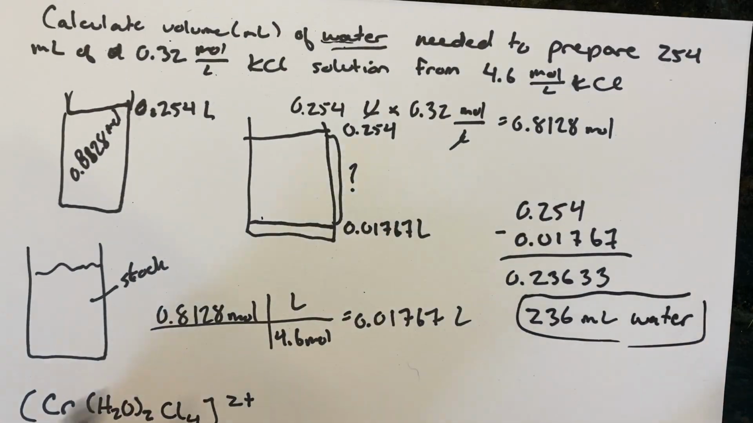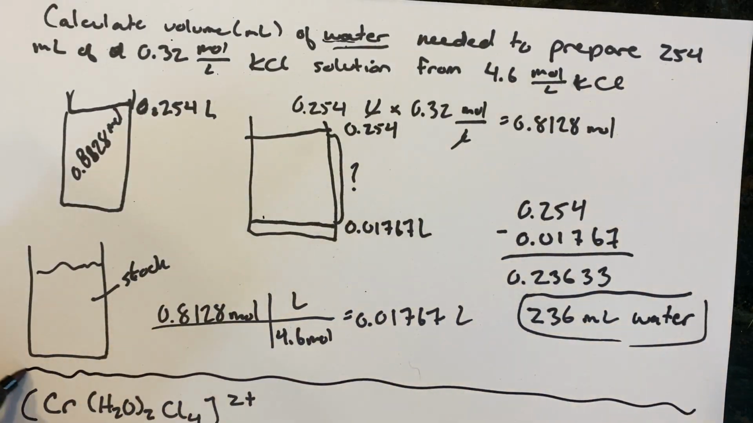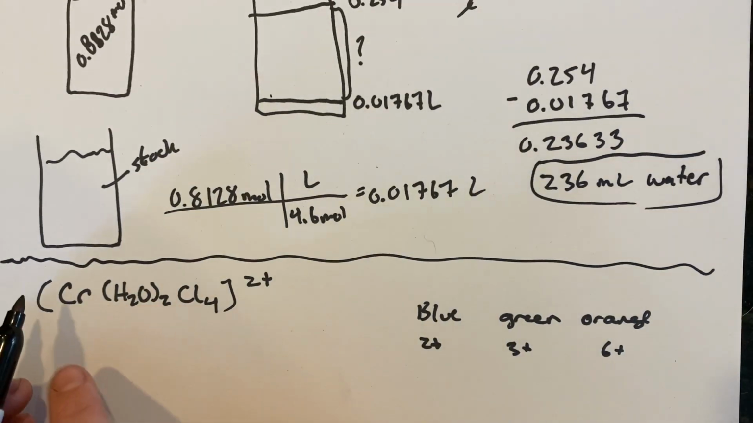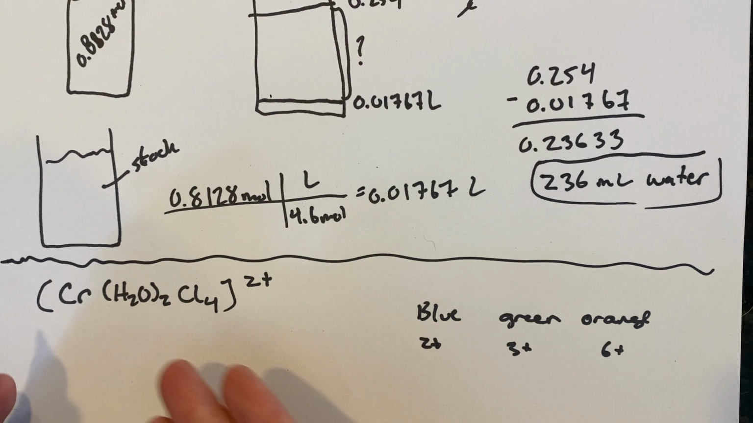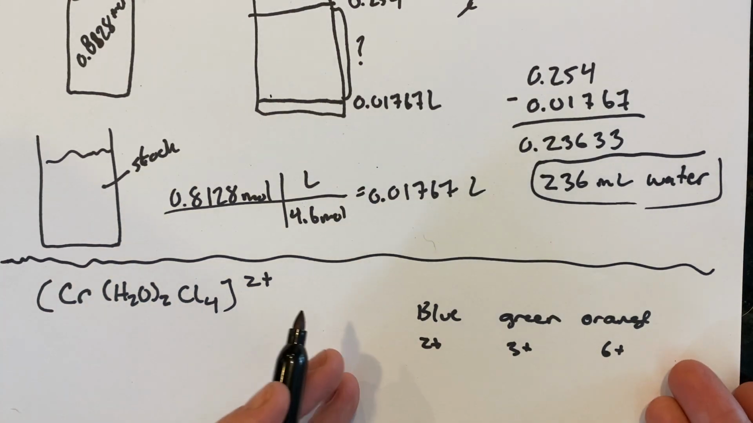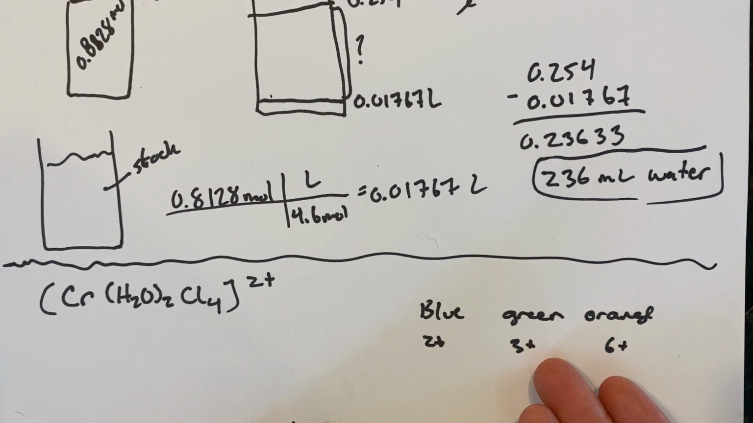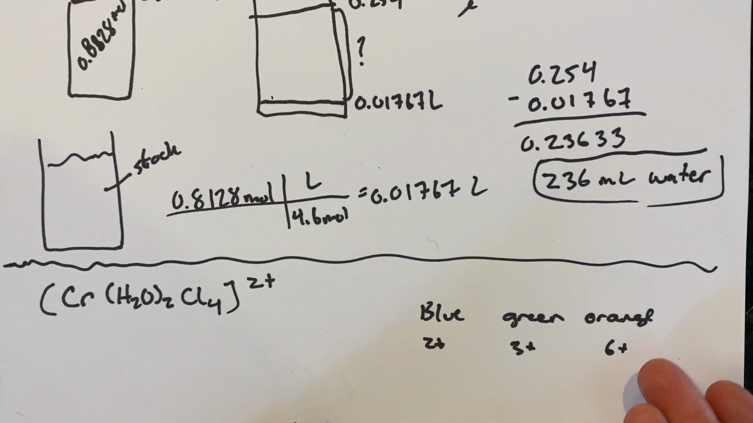The next question I got, and probably should have separated this a little bit, sorry if this chromium stuff down here is confusing. The next question is essentially saying, hey, what color would a solution that's this be? And it says, hey, if chromium's got a 2+ charge, it's going to be blue. If it's got a 3+ charge, it'll be green. And if it's 6+, it'll be orange.